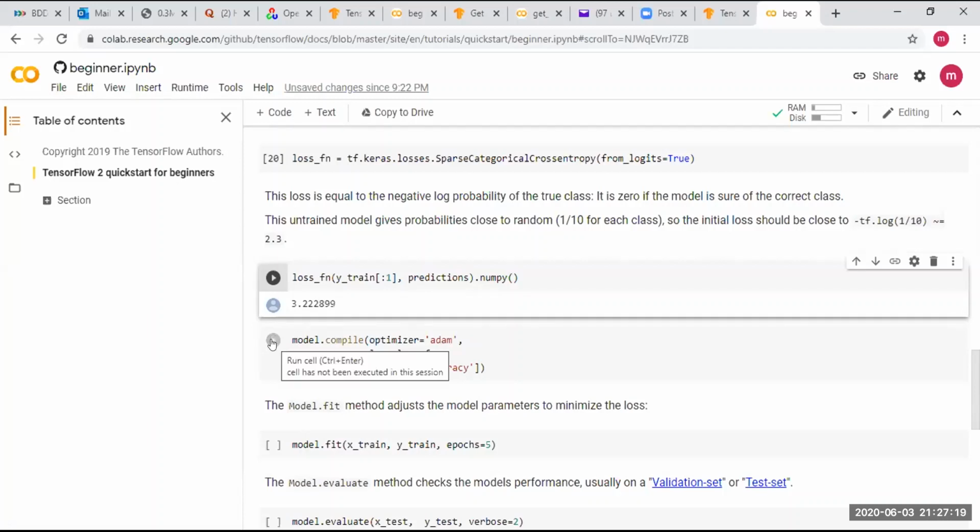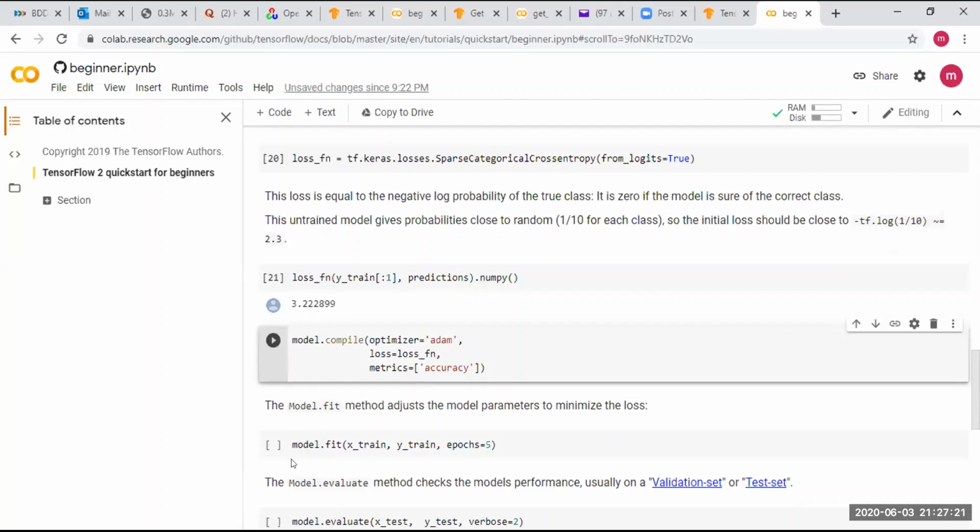We compile our model and then we execute it.